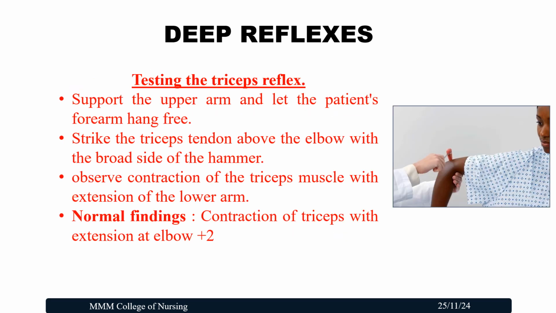Okay, this is testing the triceps reflex. Support the upper arm and let the patient's forearm hang free. Strike the triceps tendon above the elbow with the flat side of the hammer. Observe the contraction of the triceps muscle with extension of the lower arm. The normal finding is contraction of the triceps with extension at the elbow, +2, which means the triceps reflex is normal.